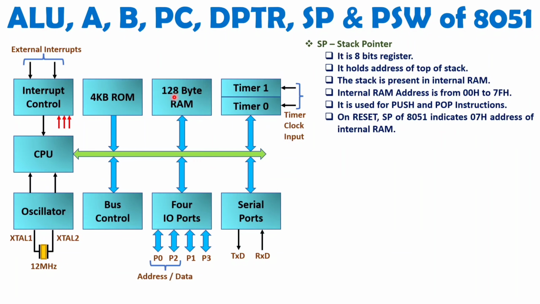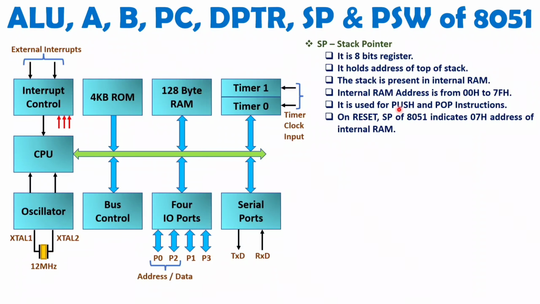You see, 128 bytes of internal RAM is there. So 128 bytes means what will be the address range? It will start from 00 hex and go up to 7F hex. So that internal RAM will work with stack memory, and that memory will be pointed by the stack pointer register, right? So internal RAM addresses range from 00 hex to 7F hex, and the stack memory area is pointed by the stack pointer register.